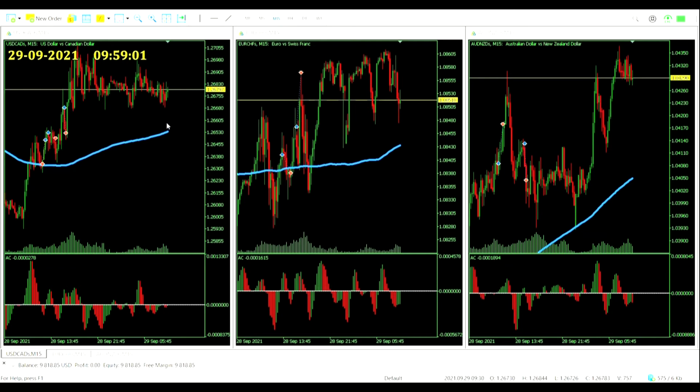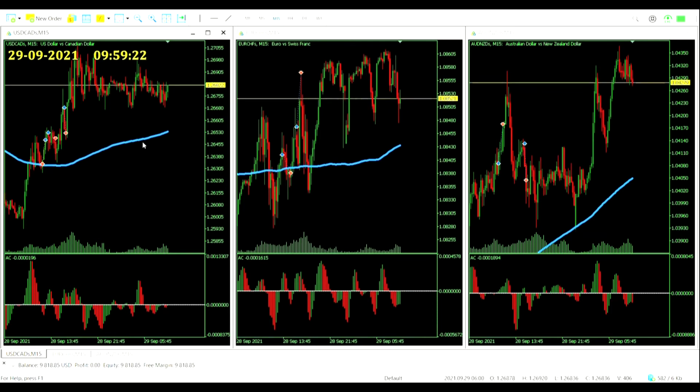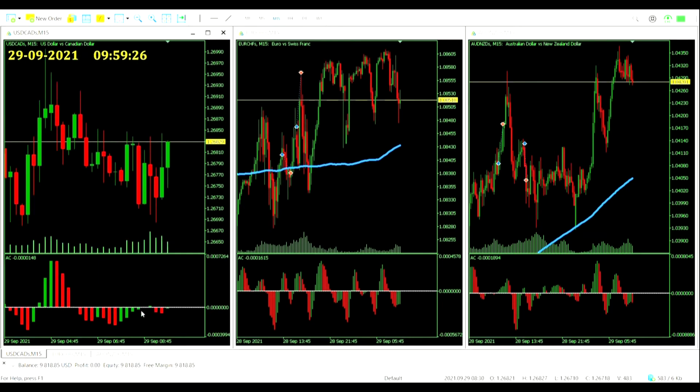Almost 10 o'clock here now, back for day 2. All our 3 charts are pulled up and you can see every one of them currently with price above the moving average here, signaling to us that we can only get into buy trades. And down on the accelerator oscillator, let's take a look, very close to a crossover on this US dollar, Canadian dollar pair here.